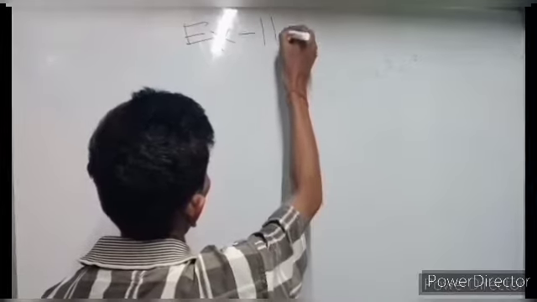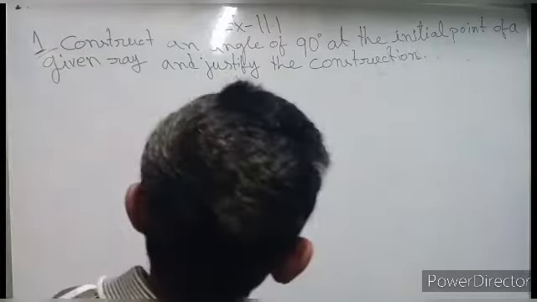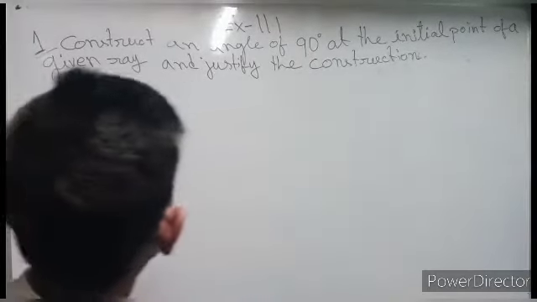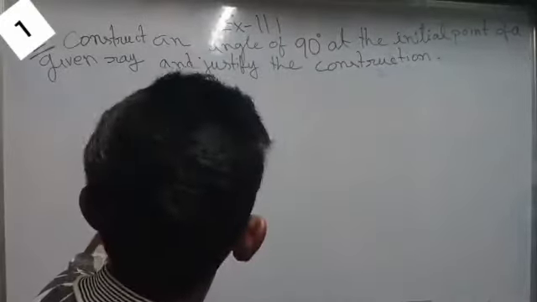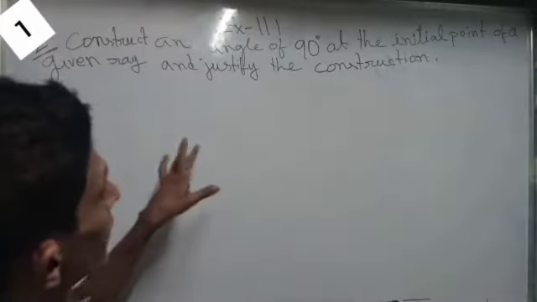Exercise 11.1: Construct an angle of 90 degrees at the initial point of a given ray and justify the construction. This is the question. Construct an angle of 90 degrees at the initial point of a given ray and justify the construction.